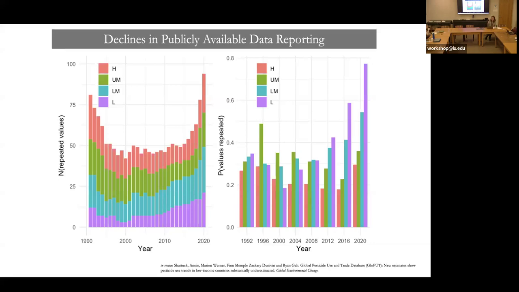And we measured the repeat values and this graph shows it by country income class. And right around 2010, we start to get an uptake in no reports by every country income class, high income countries too, but especially lower income countries.